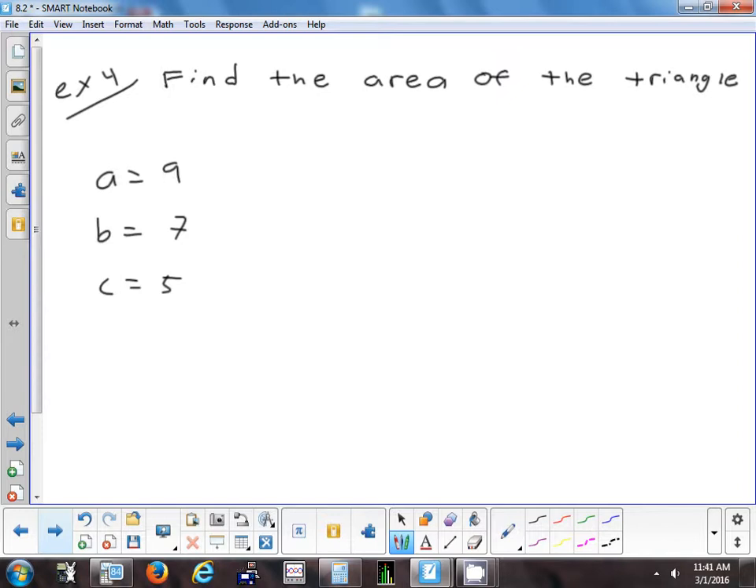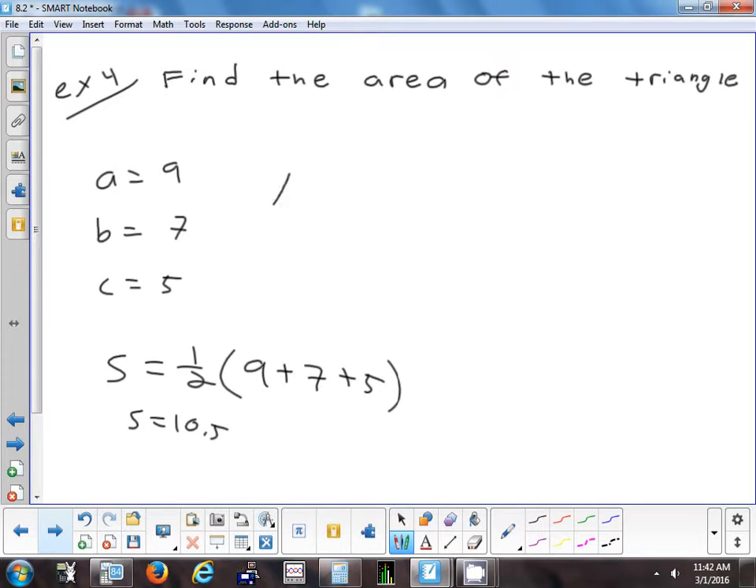All right, let's find the semi-perimeter first. So we've got 9 plus 7 plus 5. What's 9 plus 7 plus 5? 21. And half of 21? 10.5.